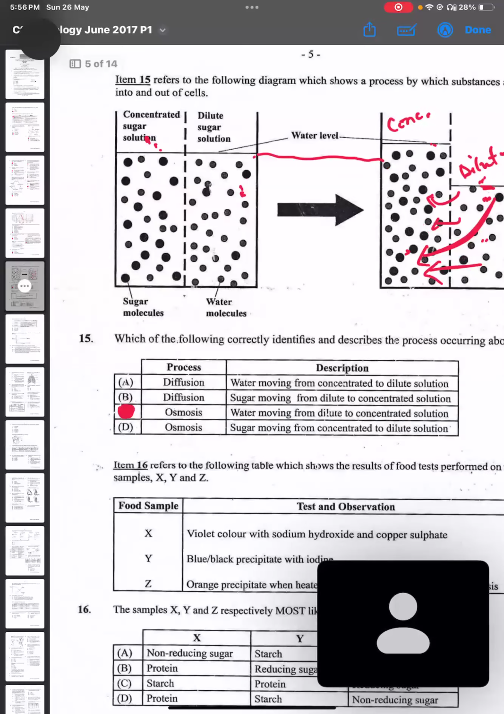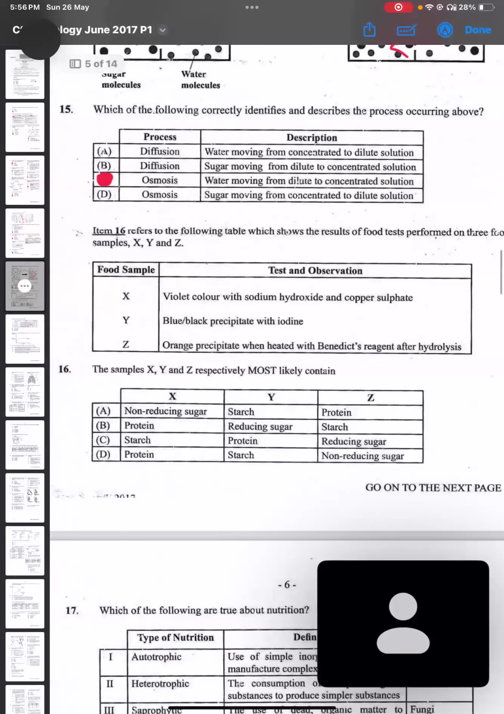And then 16 is asking you about food tests, that lab where you had your different foods tested. And it's asking you what the positive color change means. Whenever you see violet, it is protein, blue-black is starch, and the orange precipitate is for non-reducing sugars. So your answer is B.